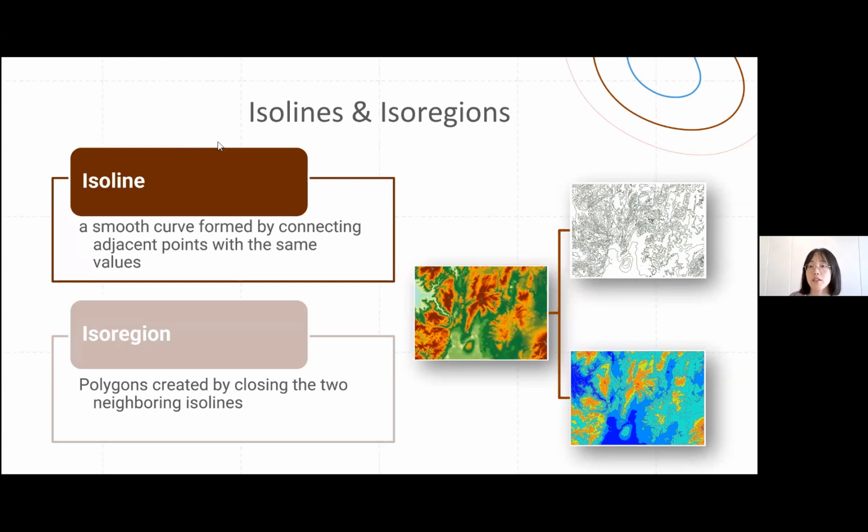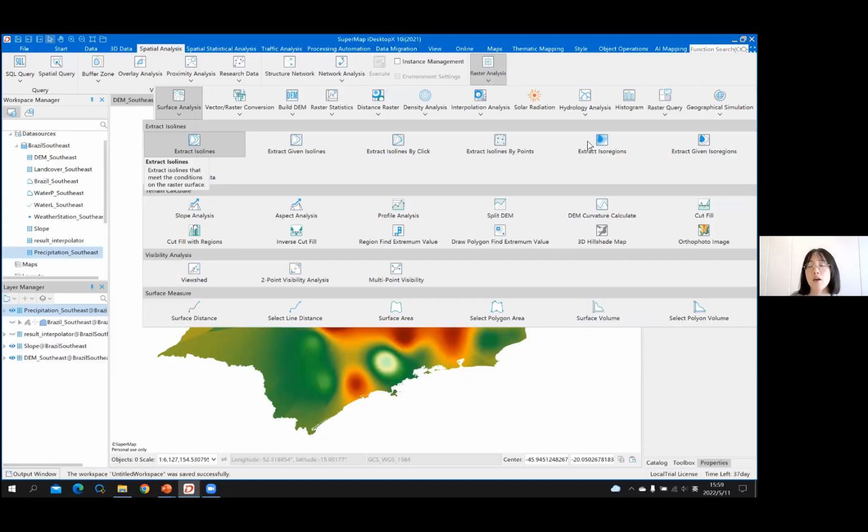And it's similar for isoregions. We can create isoregions of equal intervals using the tool called extract isoregions. Or if you are specifically interested in some of the values, we can extract given values of isoregions. And that's the tool we are going to use in this case. So click on this one. Here we can see that we can specify the values we want to extract our isoregions.